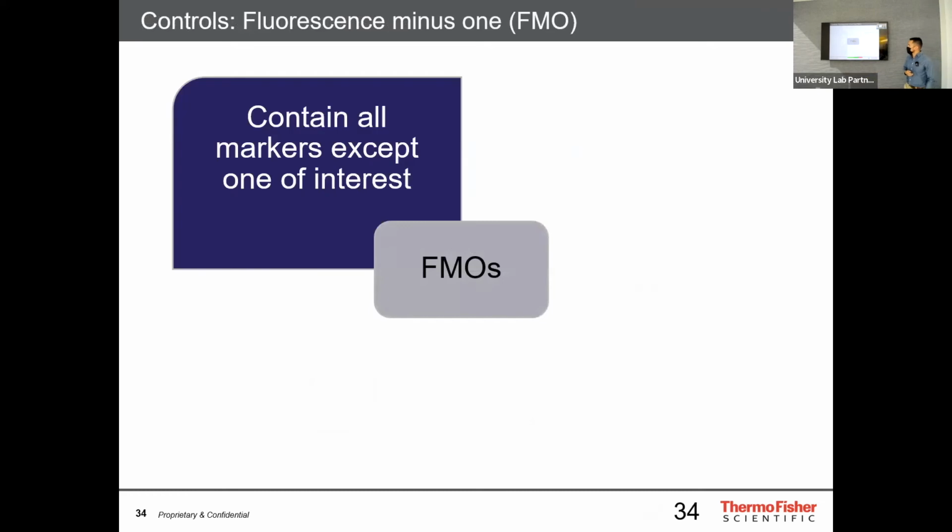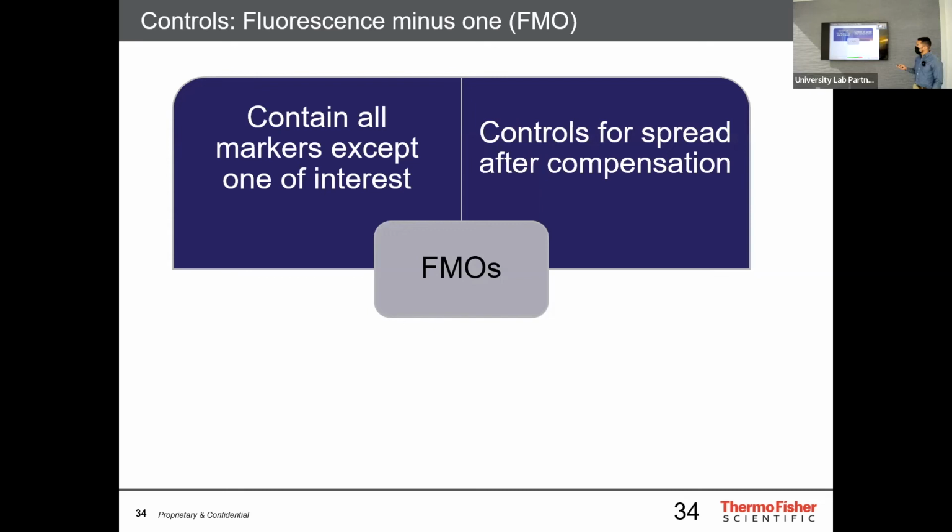Okay, your fluorescent -1. So fluorescent -1 is another control. This would contain all of the markers except the one of interest. So that's why it's called fluorescent -1. So if you have a 5-color panel, this would contain 4 colors, and then your one of interest. And you do this for each one of your markers. It helps control for the spread after compensation. And I kind of mentioned that earlier.